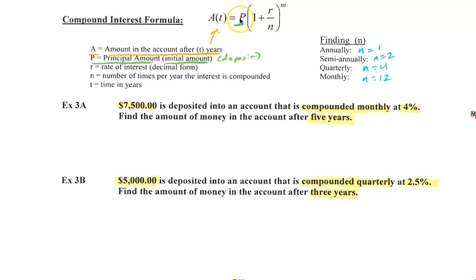P is the principal or the initial amount, the deposit. R is the rate that they're giving you. N is the number of times you're going to compound your interest. So I'm going to figure out your interest and add it to your account. And then T is the number of years. So once we have all that down, all we got to do is type it into our formula.